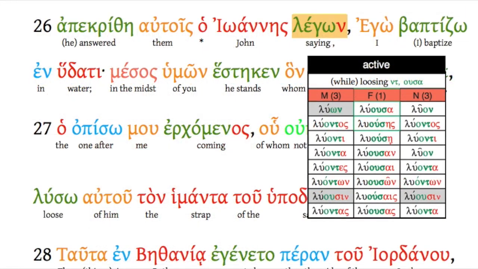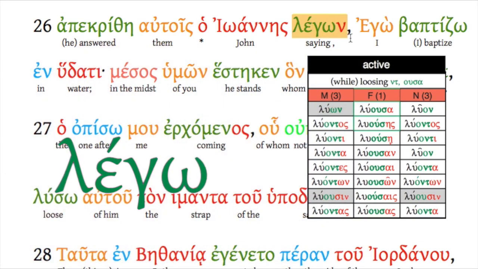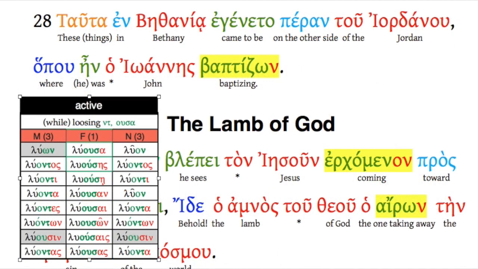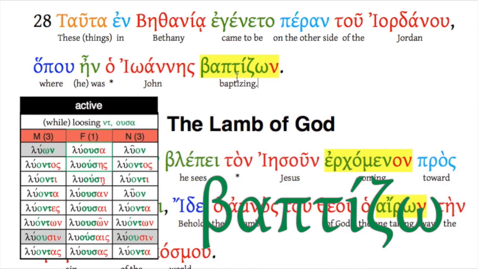Move down to verse 26, and there it is again. Apekrithe autois ho Ioannes. John answered them, saying, legon, nominative singular masculine, to match John there. And here it's adverbial. He answered saying. We've seen that before. Here in verse 28, he said these things in Bethany on the other side of the Jordan, where en ho Ioannes baptizon, where John was baptizing.